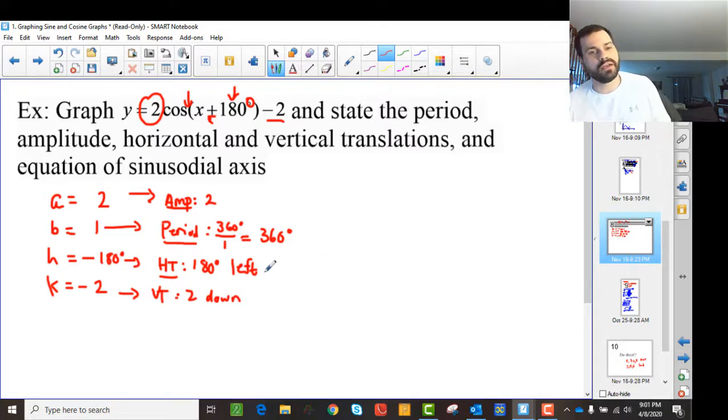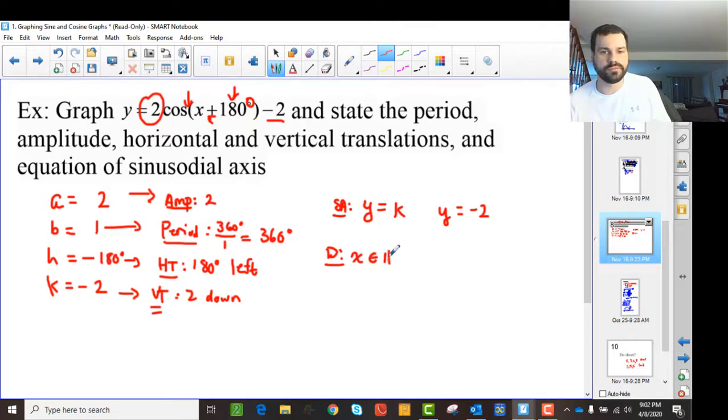So then I can also state the sinusoidal axis, which I will abbreviate SA for simplicity, is y equals k. So in this case, it's going to be y equals -2. And then the domain, I can state that because it's always x belongs to the real numbers.